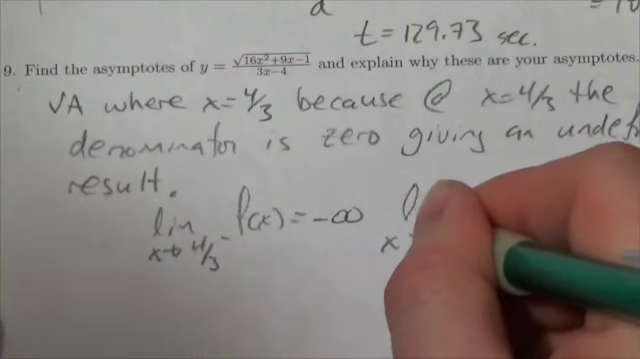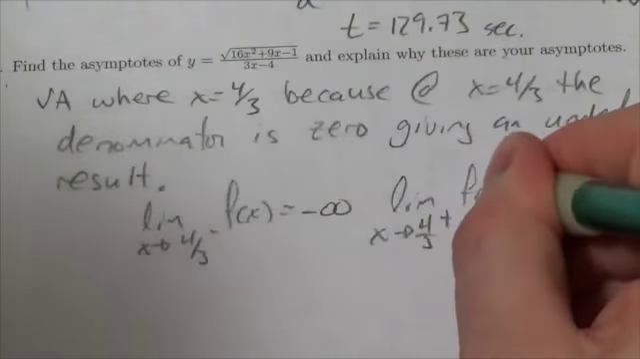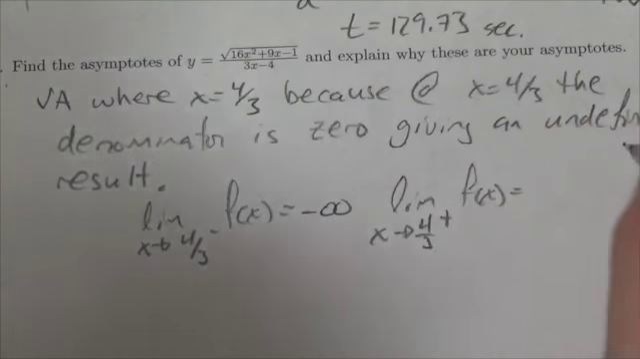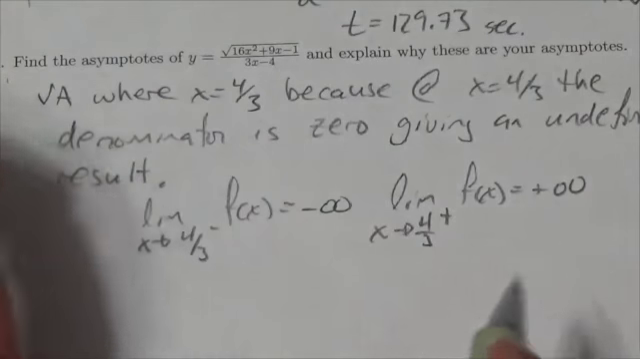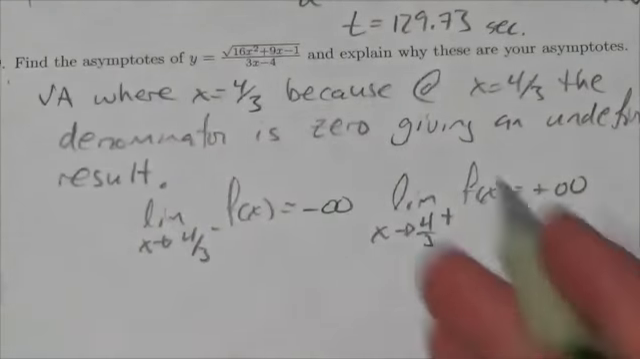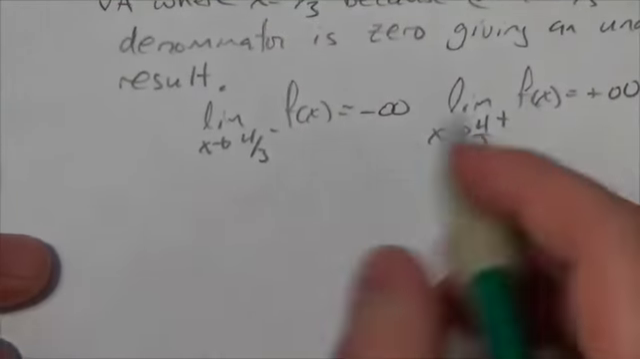And if we approach 4/3 from the right-hand side of the function, the denominator is slightly positive, and then the whole thing will approach positive infinity. So again, you're seeing this drop, and then it's going to be a slide up there to infinity. So there's where my asymptote's coming from.